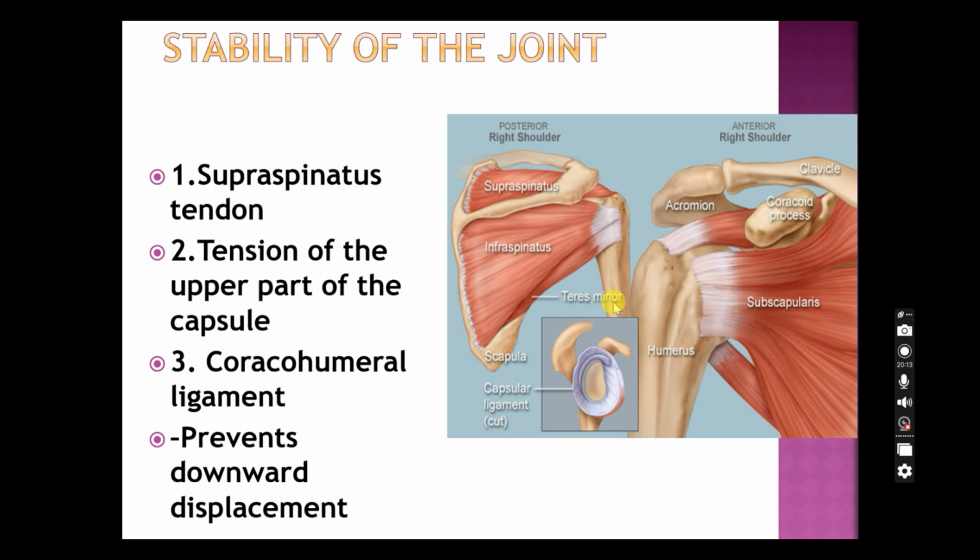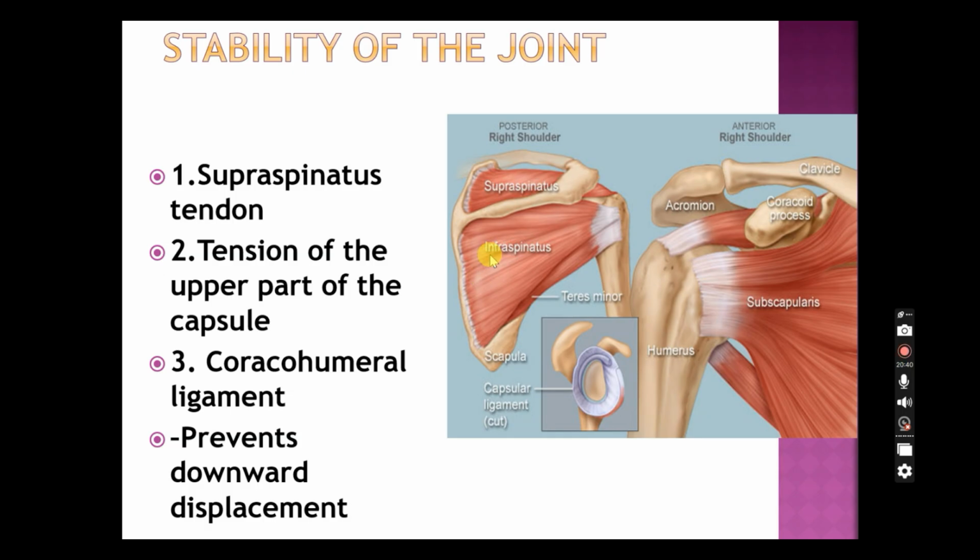Now, because of the disproportionate size of the head of the humerus and the glenoid cavity, and the loose and lax joint capsule, the stability of the shoulder joint is always at risk. In order to make it more stable, there are some mechanisms in our body. Let's see them one by one.